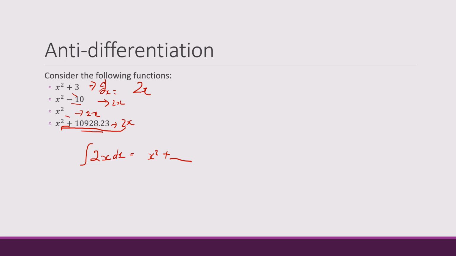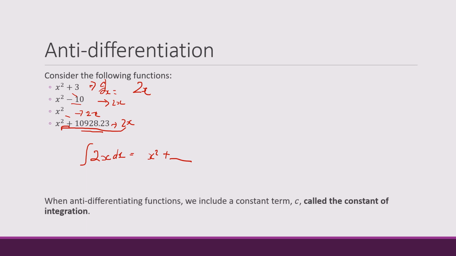We don't know what constant is on the end there when we're anti-deriving. It could be any constant, but the thing is we don't know what it is. The main reason for that is because when we derive, the constants disappear. When we go back and anti-derive or anti-differentiate, we can't really know what the constant is without more information. So when anti-differentiating functions, we include a constant term c, and we call that the constant of integration.